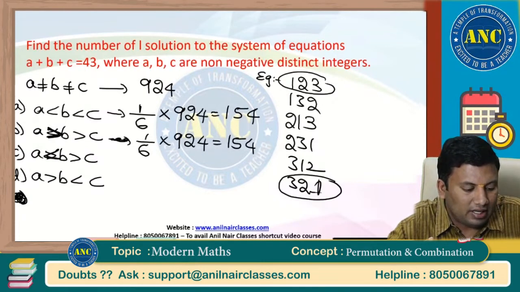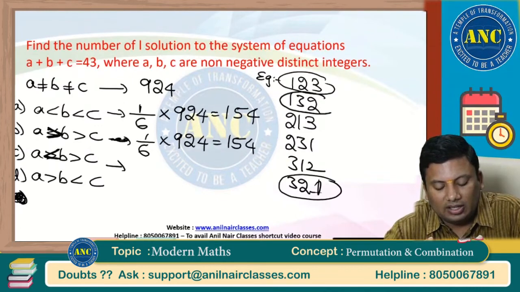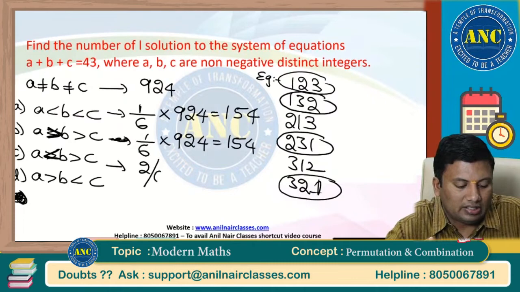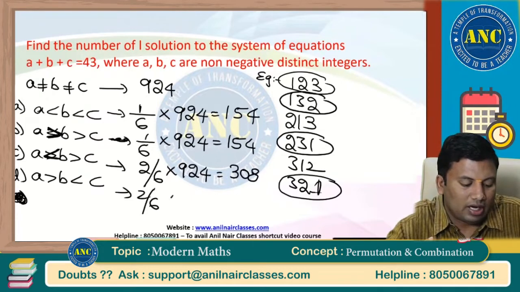A less than B greater than C, let us see. A less than B: 1 less than 3 greater than 2, 2 less than 3 greater than 1. So it is nothing but 2 by 6 into 924, which is 308.